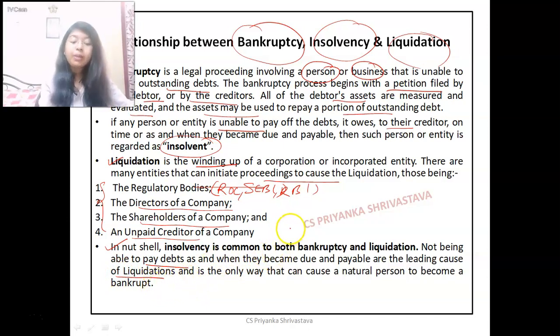So if it's a company that has become insolvent, it will go into liquidation if it is unable to recover or resolve it. And if it is an individual or a person, it may be a business. In that case, if he becomes insolvent, then you can either go for recovery or resolution, or if it cannot be done, then you need to go for liquidation.